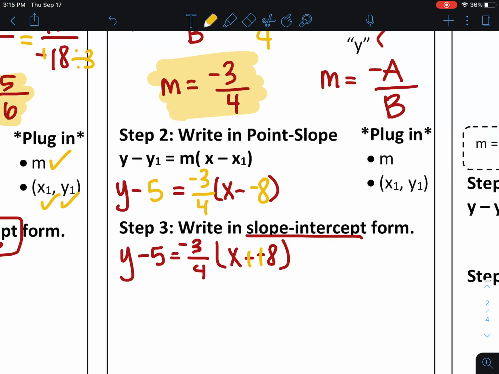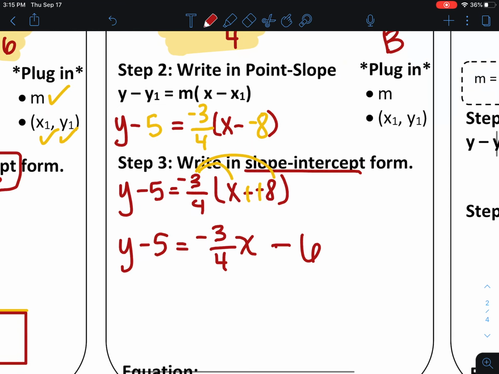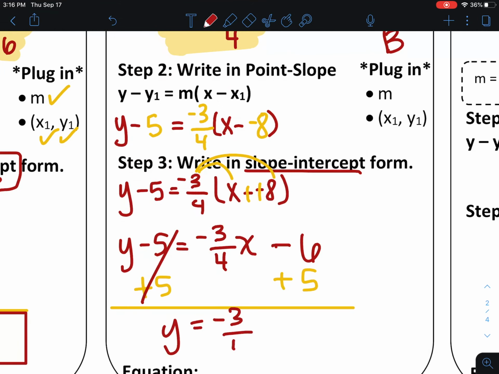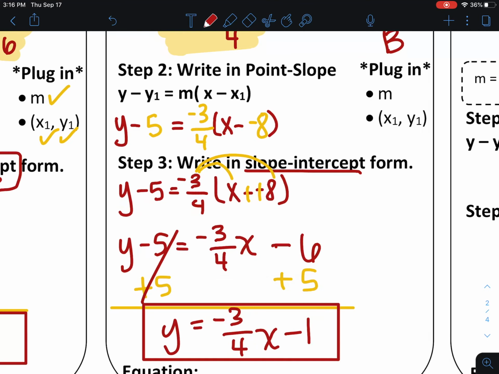First thing I need to do is get rid of that double negative. Boom, boom, change it to plus, plus. Then I'm going to distribute. So this is going to be y minus 5 equals negative 3/4 times x. And then when I distribute that to 8, if I multiply that by 8, I get negative 6. And now I have one more step. I need to add 5 to both sides to get y by itself. And that's going to leave me with y equals negative 3/4 x minus 1. And now we are done with that guy.